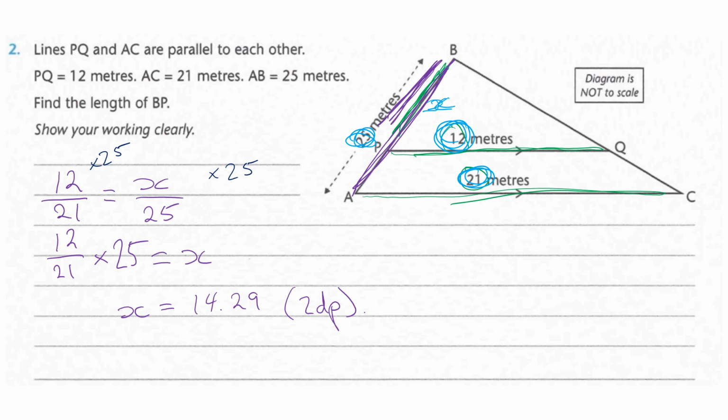Now, am I done? I am not. What have I done wrong? You're going to look at this and shout at the screen like Dora the Explorer. That's right, I haven't put my units. 14.29 meters. Easy.